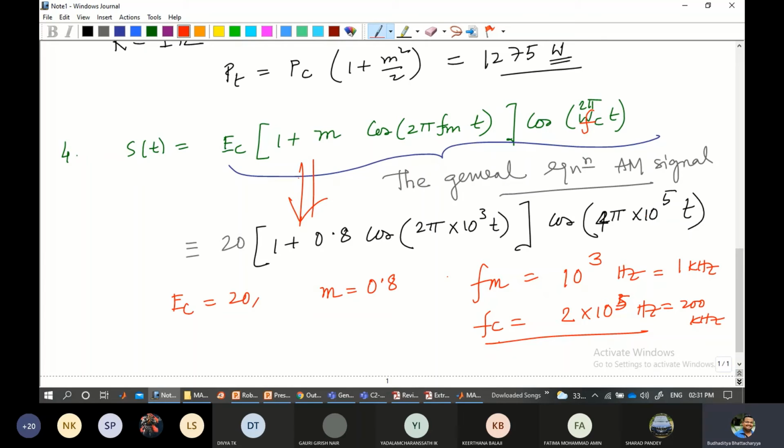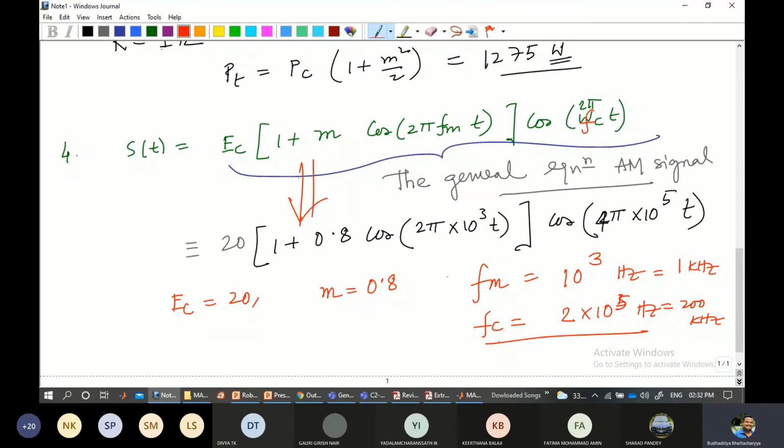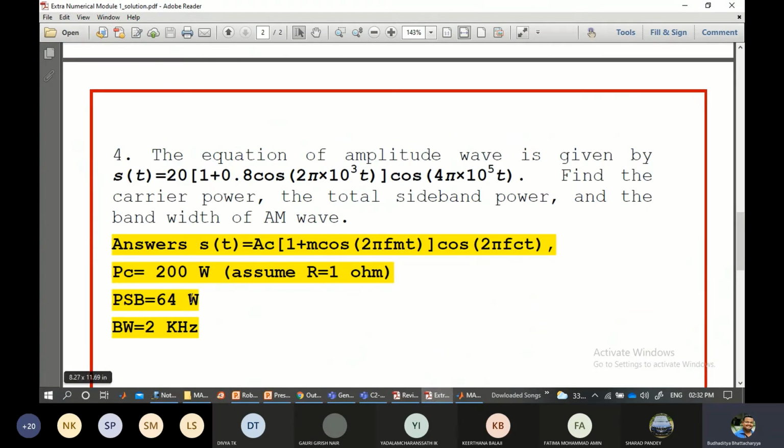You don't need to calculate anything. Now, if you go back here, it becomes really easy. The first question is Pc, again assuming that R equals 1. So we can substitute directly into that equation as I already pointed out. Pc is equal to Ec squared by 2R. Now Ec is 20, so 20 squared by 2 is 400 by 2, or 200 watts. That is the carrier power. Similarly, the others can also be found, such as 64 watts.